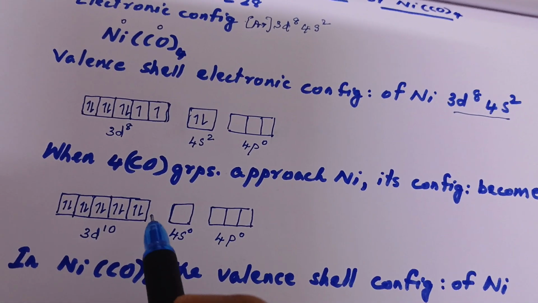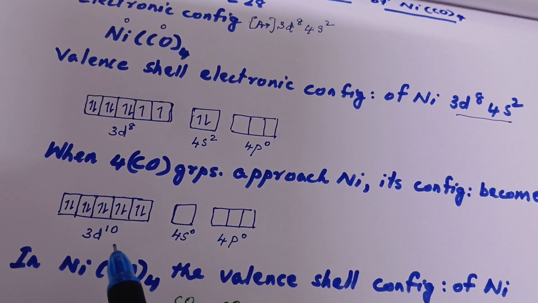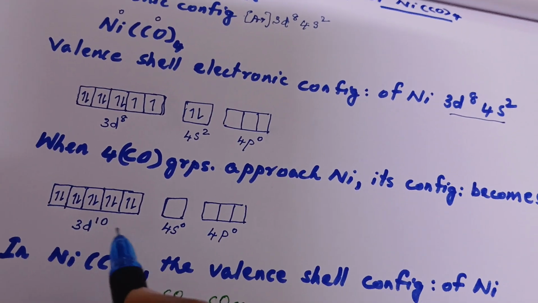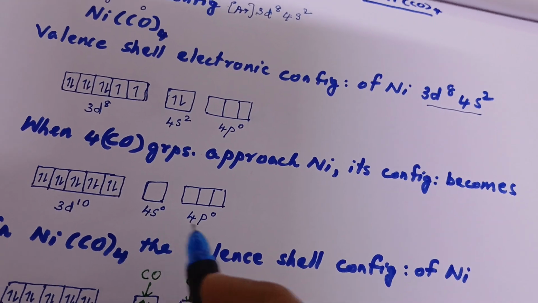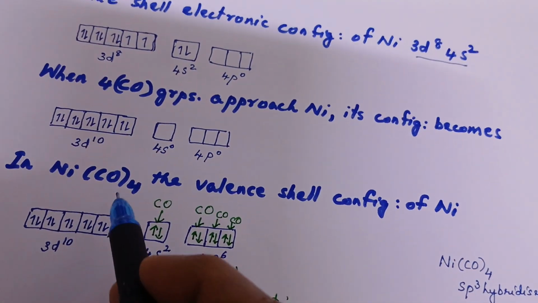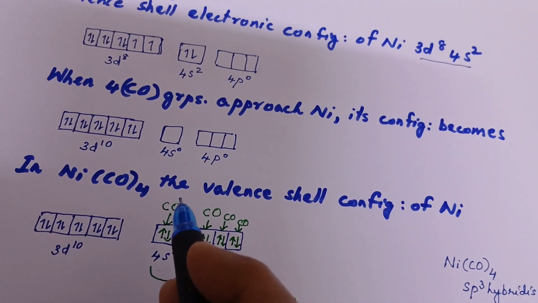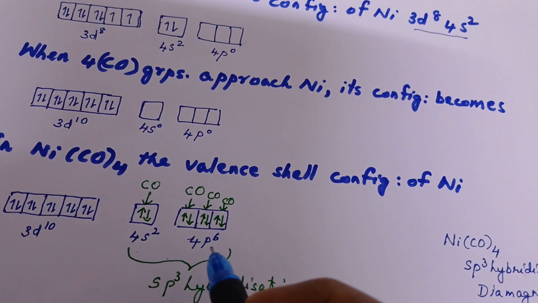So when the ligands came, the electrons paired up in 3d orbitals, making the number of electrons in the 3d orbitals 10. Now the 3d orbitals are fully occupied and the 4s and 4p orbitals are remaining vacant. In nickel tetracarbonyl, the 4 ligands will come into the 4s and 4p orbitals.